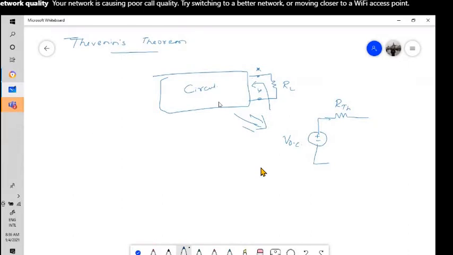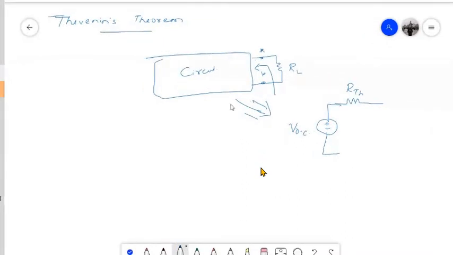Now a circuit will be given to you that will have a load resistance, and now we are going to replace this circuit with the Thevenin's equivalent circuit, which will have a voltage source in series with the resistance. Let's say this is my X terminal and this is my Y terminal, and this will be that resistance RL.